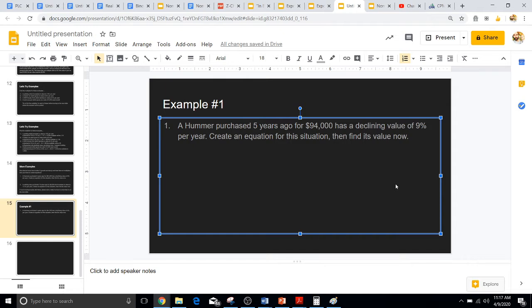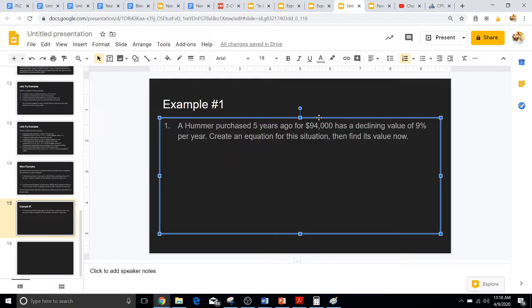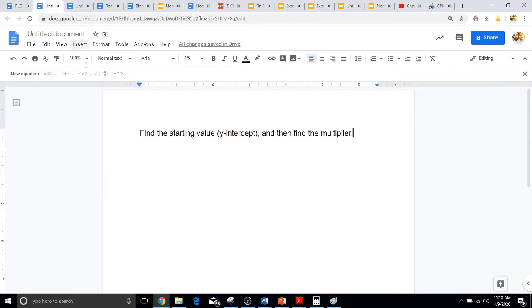So the first thing we're going to want to do is find the starting value, also known as the y-intercept, and then find the multiplier. Well, if we go back to the example, the starting amount is actually given to us because you purchased it at a starting amount of $94,000. So we know this is going to be our A value. Let's go ahead and write that down.